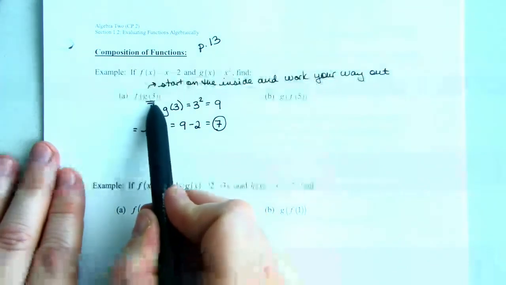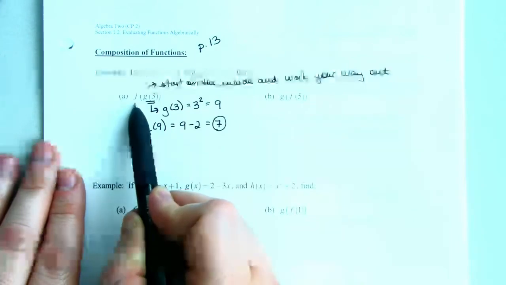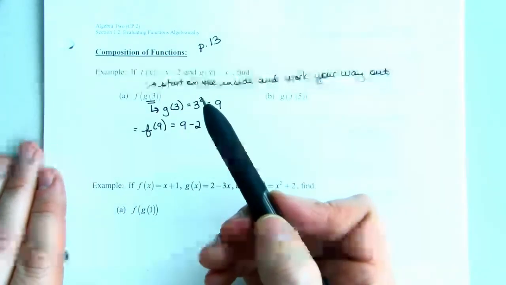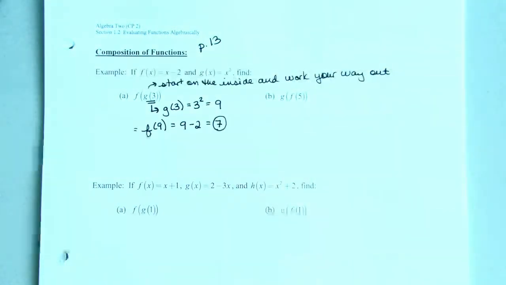I'm going to start on the inside. I'm going to plug 3 into my g function. I'm going to get an answer. Then I'm going to plug that answer into the f function. By the way, why would we ever care about this? Right now, we're just going to see how to do this, but at the end of this video, I'll give you an example of why we would ever plug the answer to one problem into another problem. There are some good applications of that.